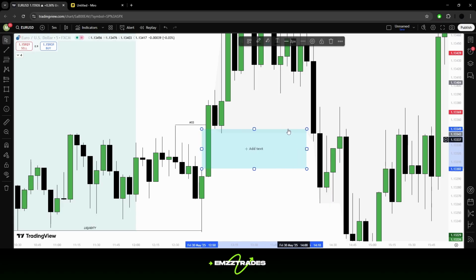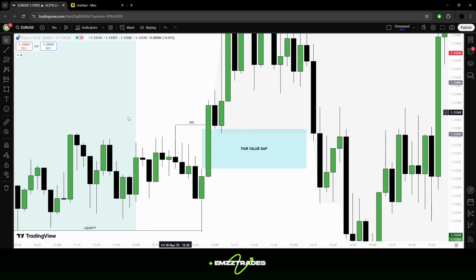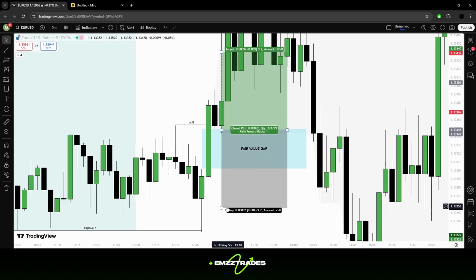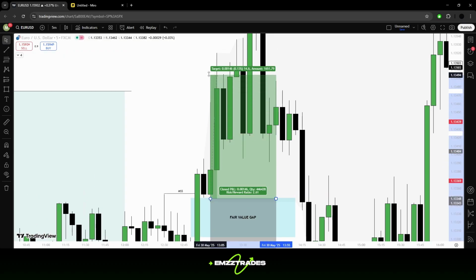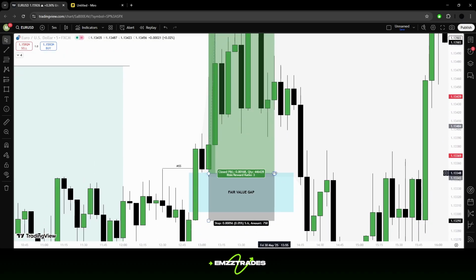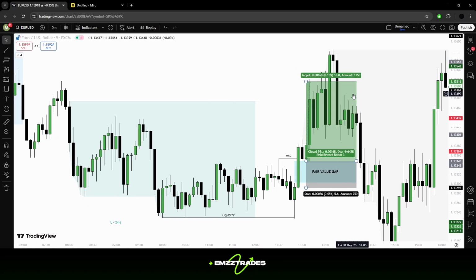So we're going to mark out our fair value gap right there. And once we mark out our fair value gap, what we need to do is go long on this right here, and we need to place our stop loss just below this candle of the FVG, and we're going to place our take profit at a 1-to-3 risk to reward ratio at least. As you can see, now it's a 1-to-3 risk to reward ratio, and it's completely fine.